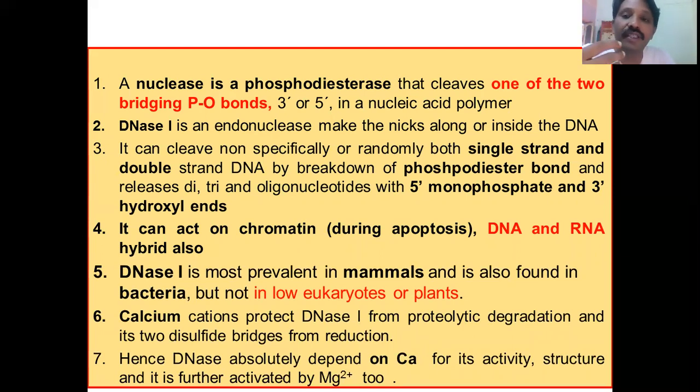Whenever DNase is treated with EDTA or EGTA, which are metal chelators, they will chelate the calcium from the enzyme. Then the enzyme becomes inactive, right? So DNase absolutely depends on calcium for its structure and activity. In addition to calcium, it also requires magnesium. Hence they are called two-metal nucleases. DNase is a two-metal nuclease.